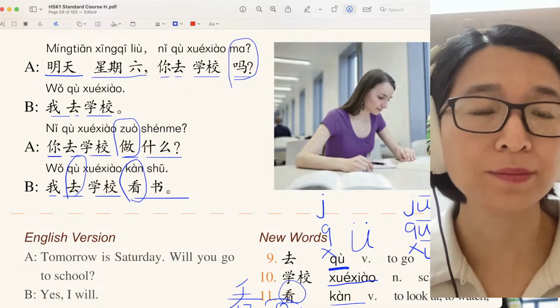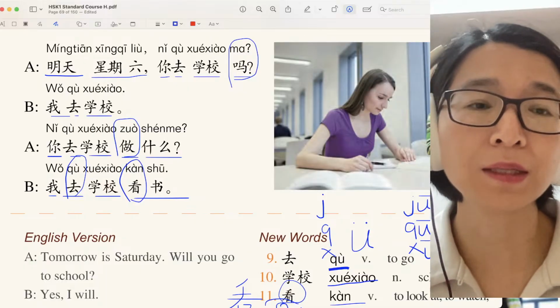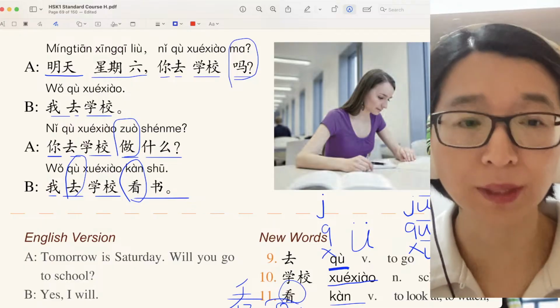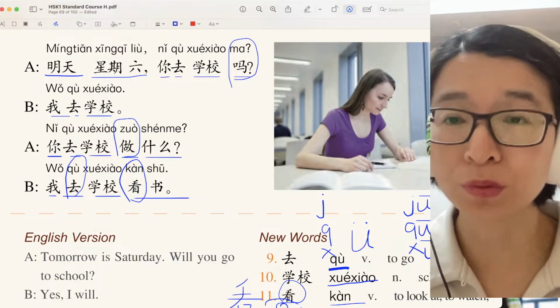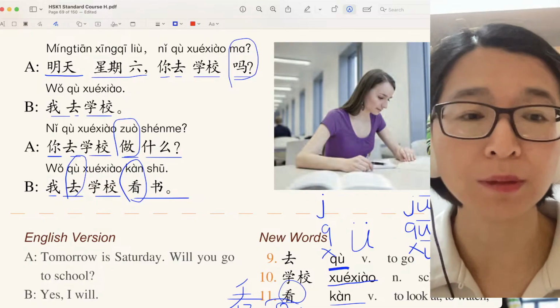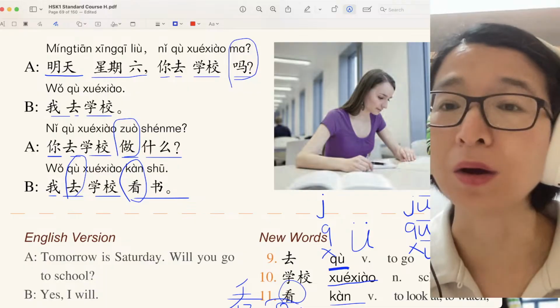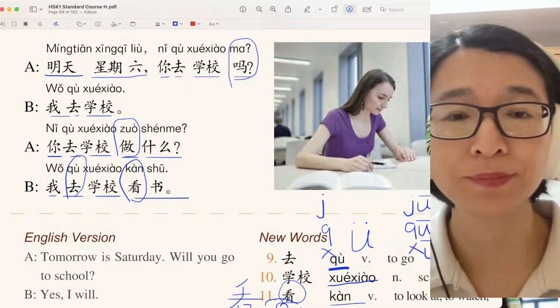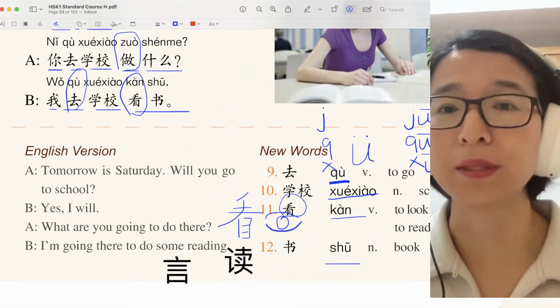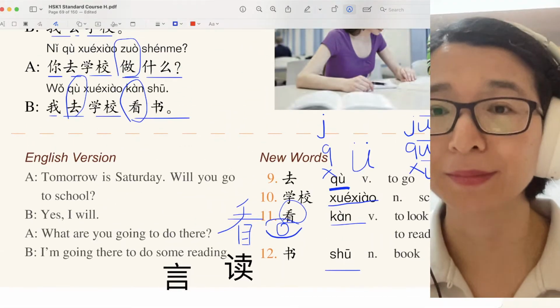Let's read together. 明天星期六，你去学校吗？我去学校。你去学校做什么？我去学校看书。Okay, guys, that is today's lesson.